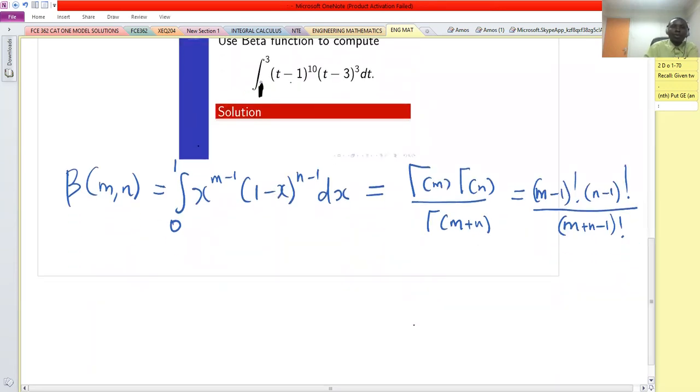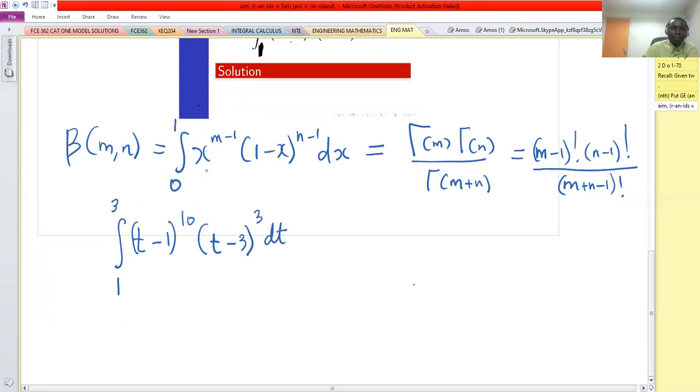So what we have here, the integral from 1 to 3 of (t minus 1) power 10 into (t minus 3) raised power 3 dt, is not in this form. So what we do, we have to retransform the integral in terms of a different variable, not t, that will ensure that limits are from 0 to 1, and the structure of the integrand is of this form. We can achieve this by letting a new variable x be equal to (t minus 1) over 2.